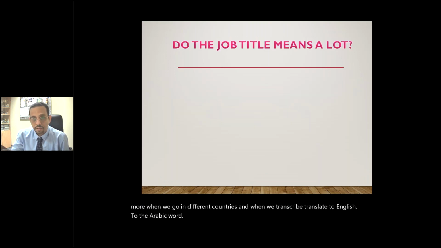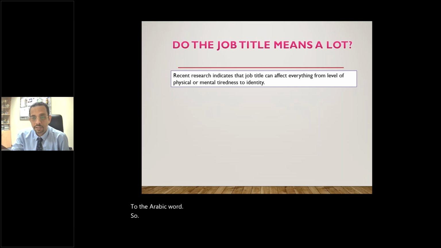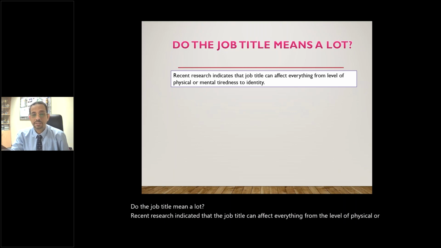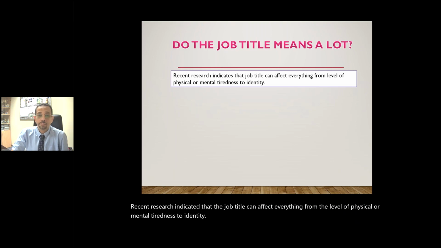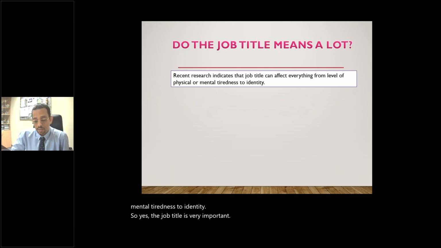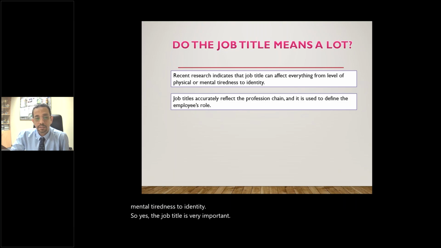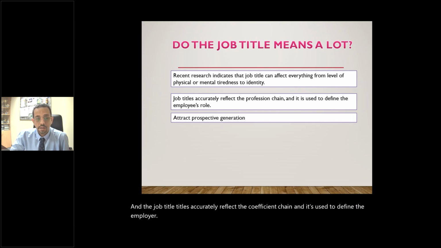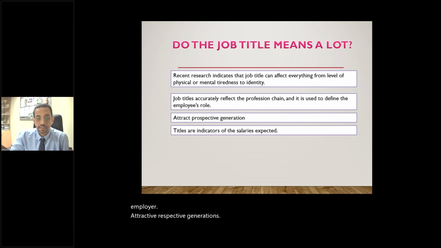So, does the job title mean a lot? Recent research indicated that the job title can affect everything from the level of physical or mental tiredness to identity. So yes, the job title is very important, and job titles accurately reflect the profession chain and are used to define the employee role. They attract prospective generations, and titles are an indicator of the expected salaries. This is also very important.